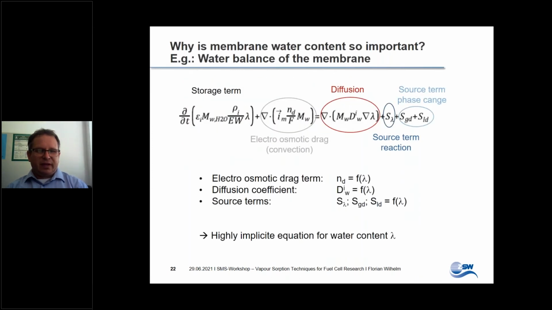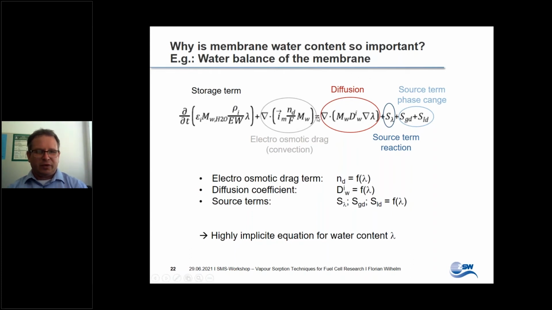And how does this go into the modeling of the membrane? So what I'm showing here is an equation from the full cell model in CFD, to be more precise, in the ANSYS fuel cell module for ANSYS Fluent CFD. And you can see different contributions here in this equation.